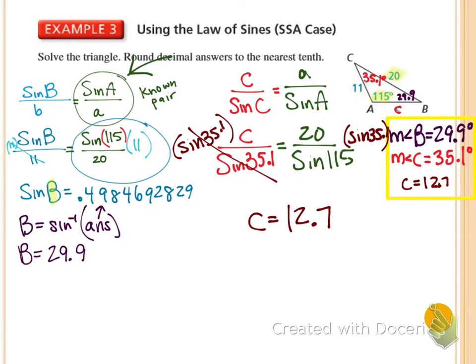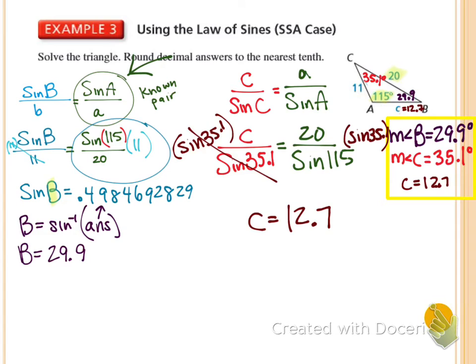Here's what I'll point out to you. The biggest side should be across from the biggest angle, and so on and so forth. So what was my biggest angle? 115. My biggest side is 20. What's my smallest angle? 29, and it's across from 11, which is my shortest side. It should always be like that, and the medium side's across from the medium angle.